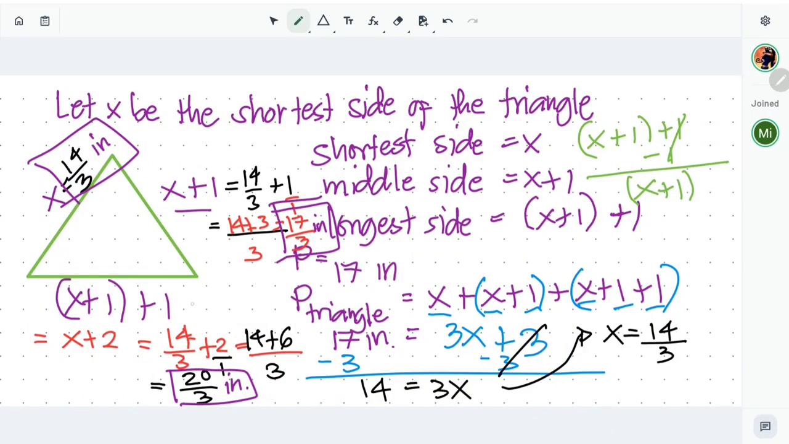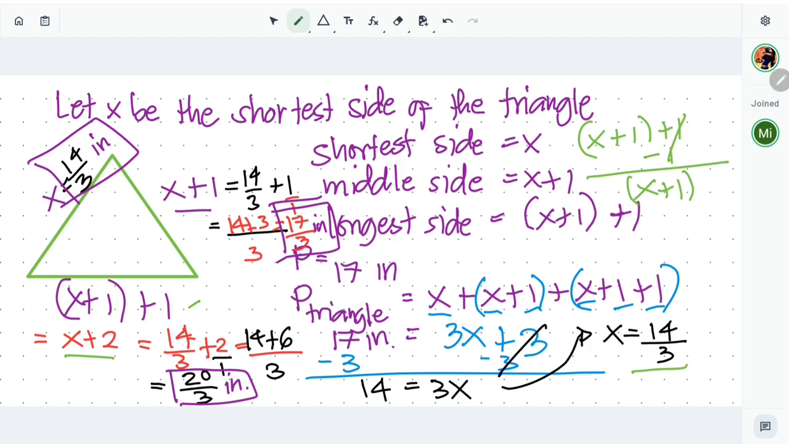Because we got the longest side as x plus 1 plus 1, you just add 1 plus 1 there. That's why it becomes x plus 2. And then we got the value of x, which is 14 over 3. So you just add 2 to 14 over 3. You get the LCD of that. LCD is 3. Now you got 14 plus 6, so that is 20 over 3.